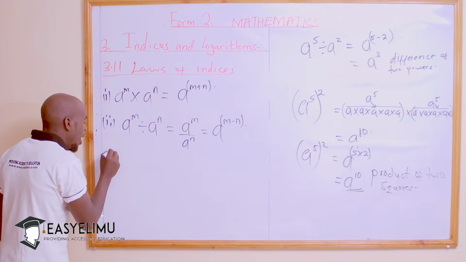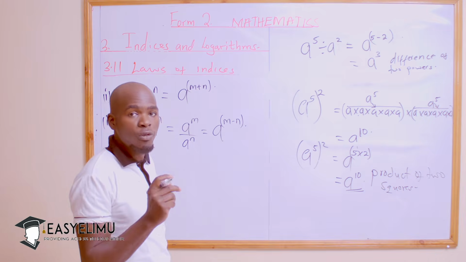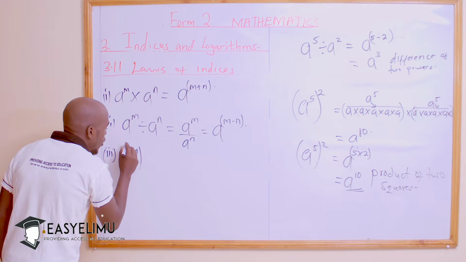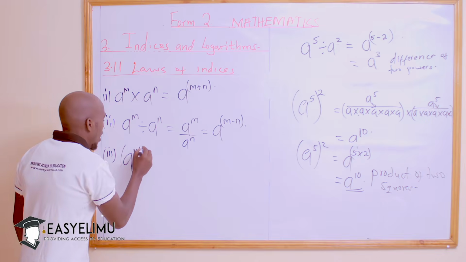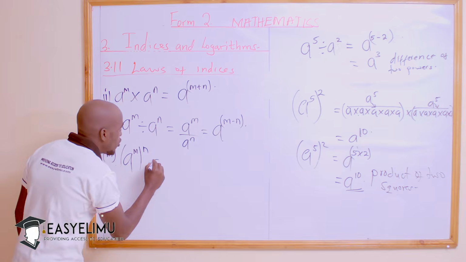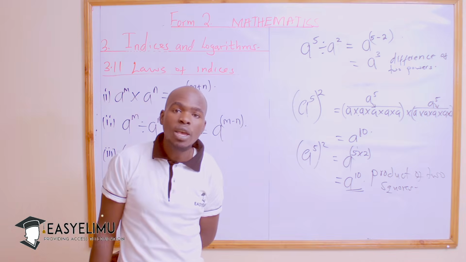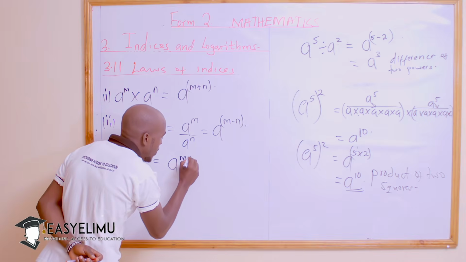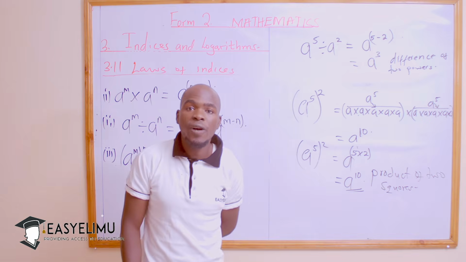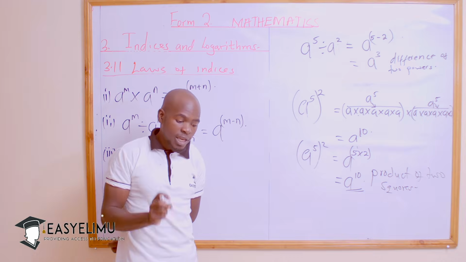Then the third law we have observed is the power of a power. We have found that if you have a^m and outside of the bracket we have n, you can still find the value by taking a, but now the powers have to be multiplied. So you will have m multiplied by n. This is the value you will find if you multiply it, and this is the third law of indices.